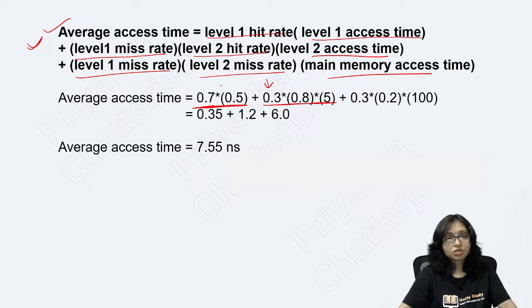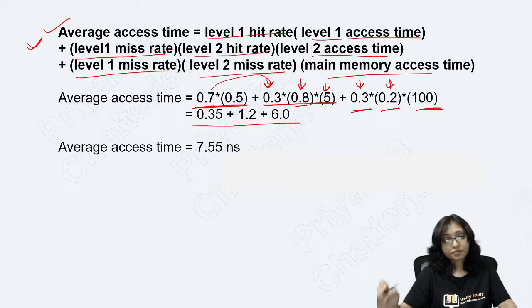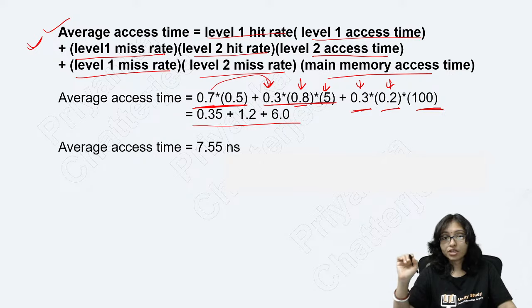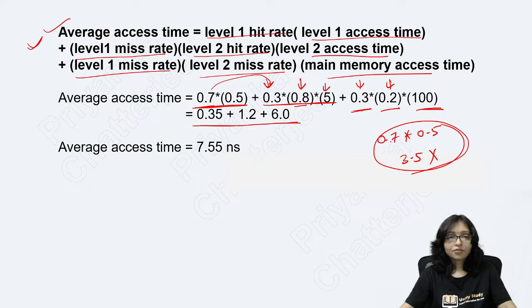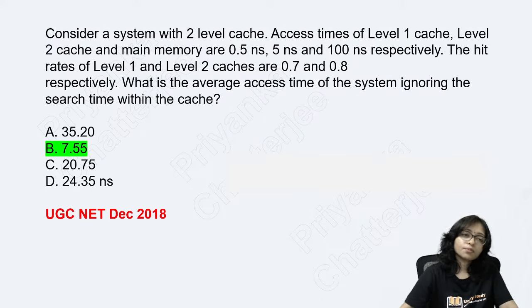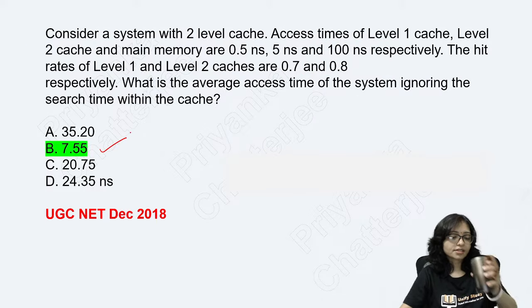This is the miss ratio, 1 minus 0.7, then hit, then access time. Here now level 1 miss, level 2 miss, multiplying to 100, that is access time. So total will be this one, and be careful at the time of calculation of fractions. Most of the time students make mistakes at the time of calculation. They write 0.7 multiply into 0.5, that is 3.5. Don't make that type of mistake, please. Be careful about that. So after that, ultimately you are getting this answer. So your answer will be this one, 7.55. Right.